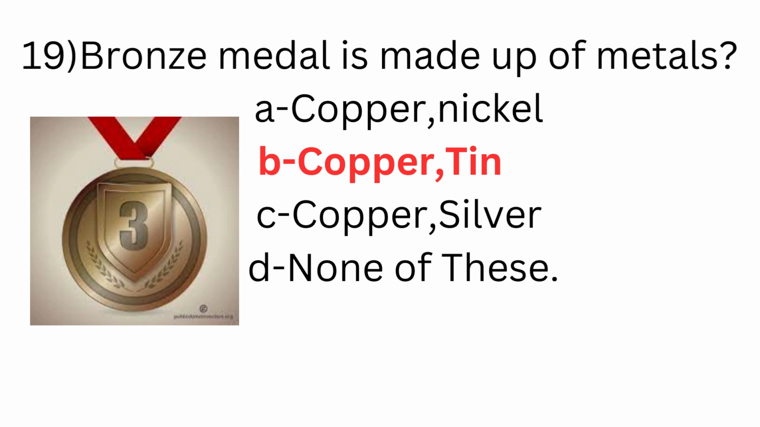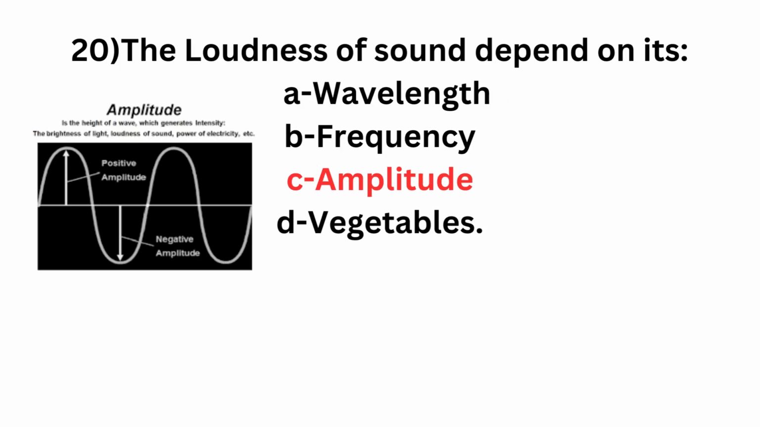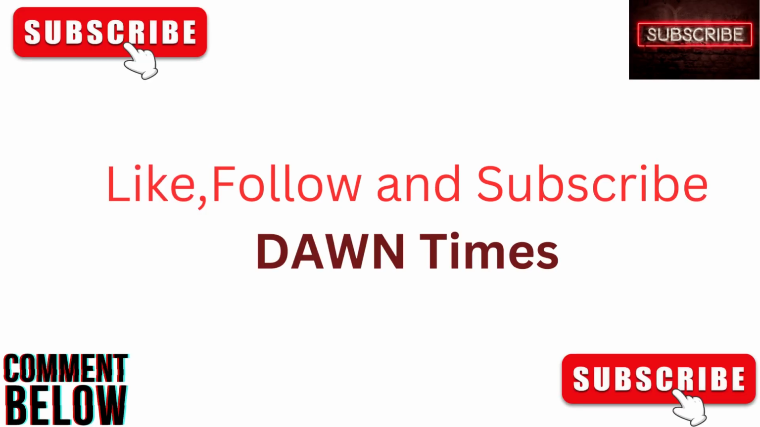And a bronze medal is made up of which metals? So bronze medals are made from two metals. One is copper and the other one is tin. So both copper and tin are used in the manufacturing of bronze medals. And the loudness of sound depends on its amplitude.